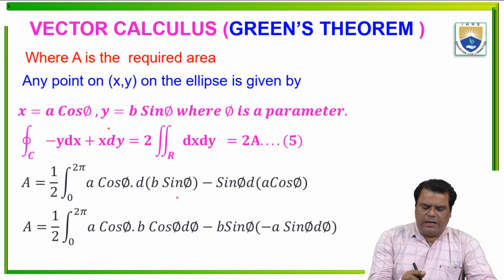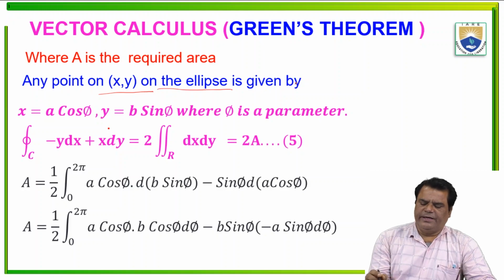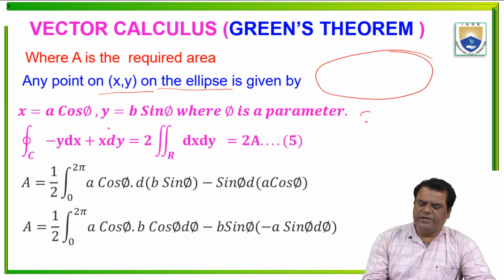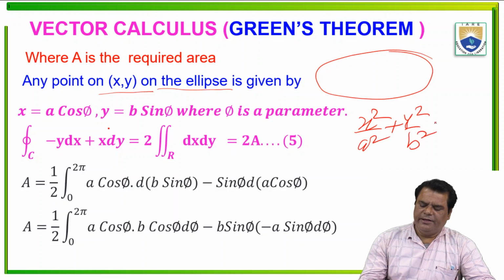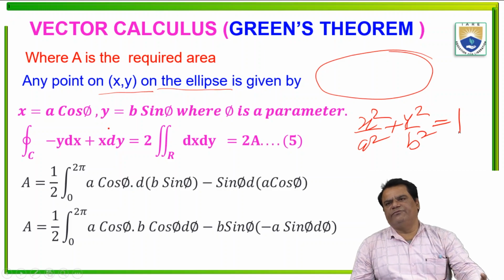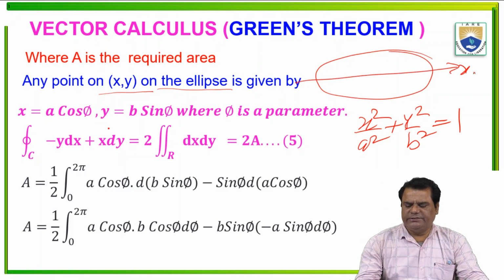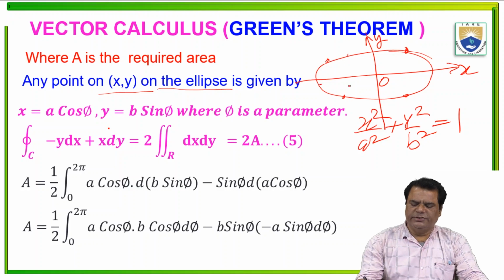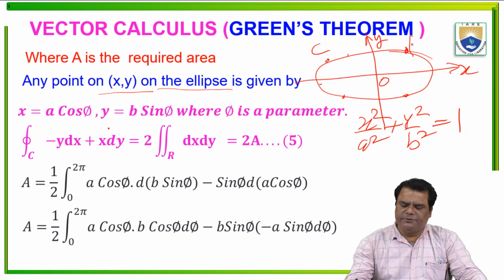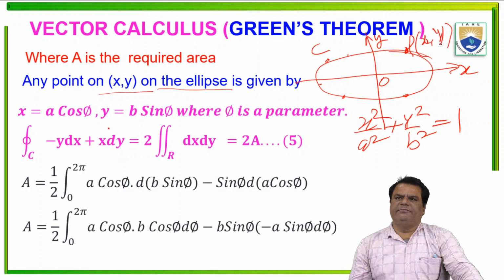Now, any point (x, y) on the ellipse is given by... The equation of the ellipse is x²/a² + y²/b² = 1. This is the standard form of the ellipse. This is the x axis and this is the y axis, this is the origin, and this ellipse curve is the curve C. Any point on the ellipse is P, with coordinates (x, y).